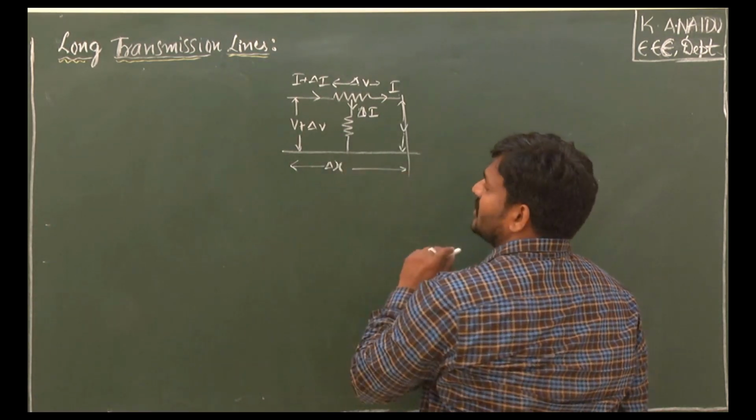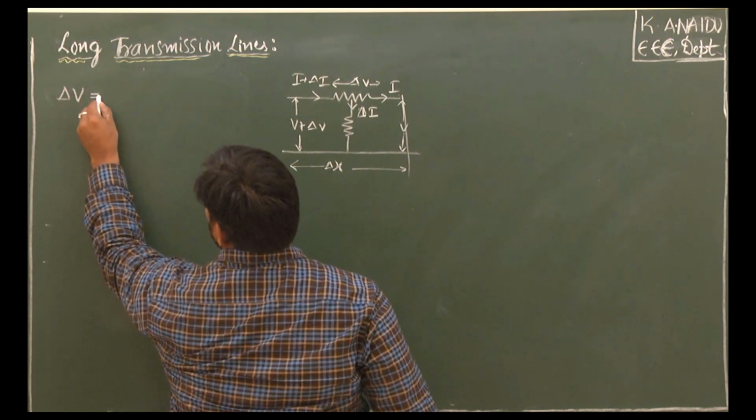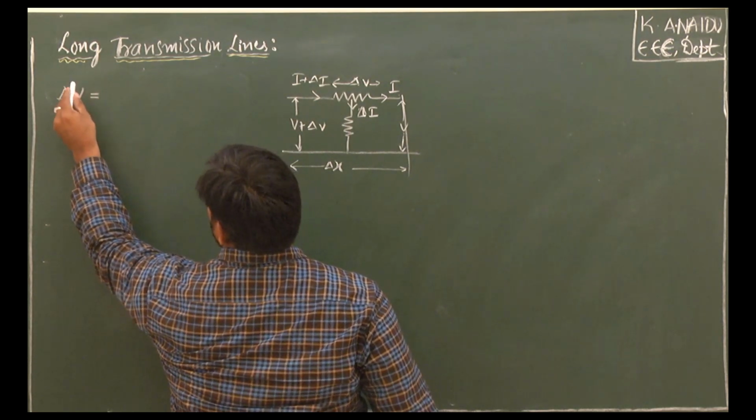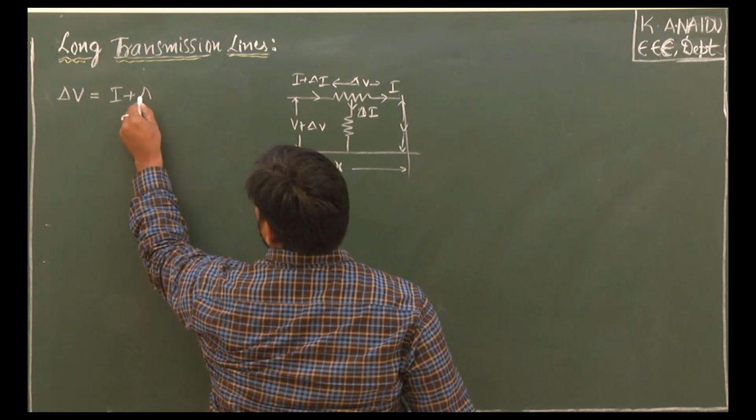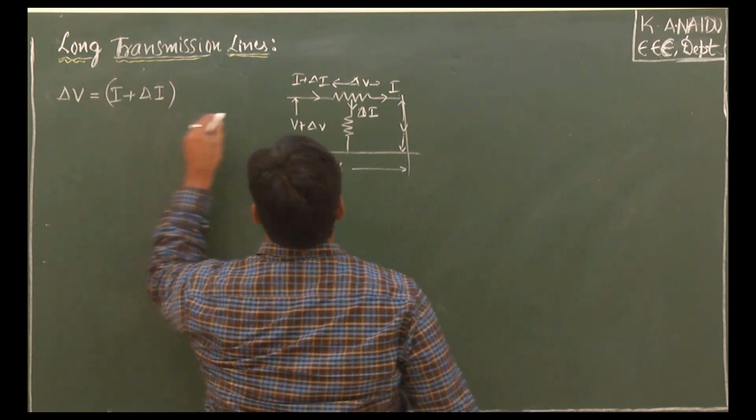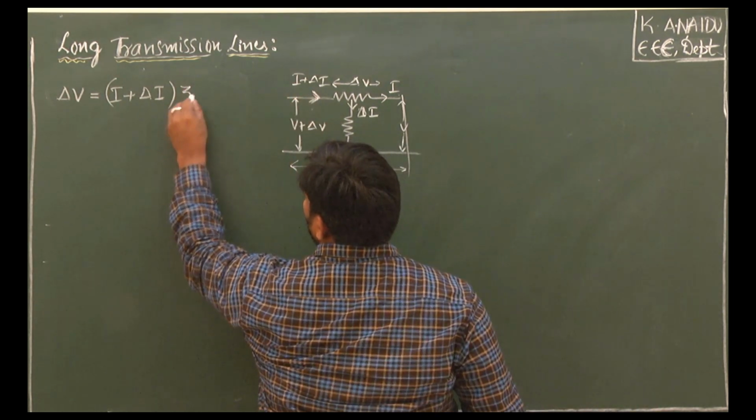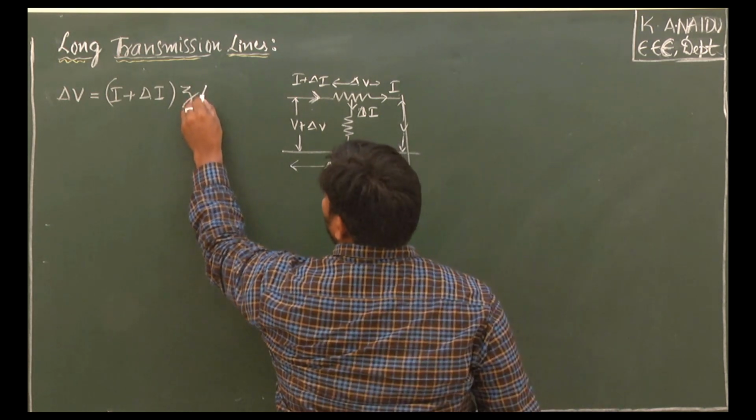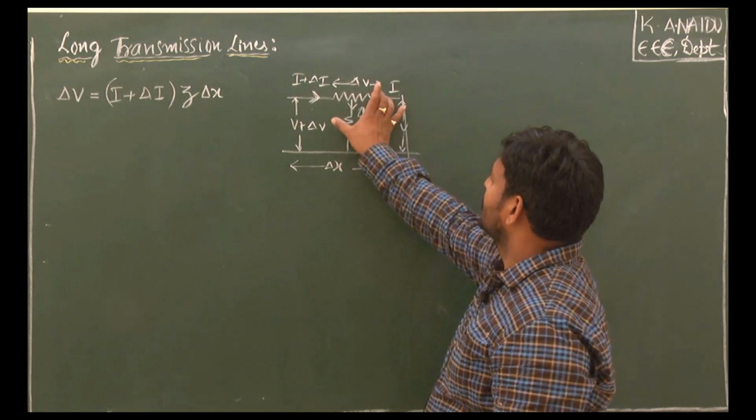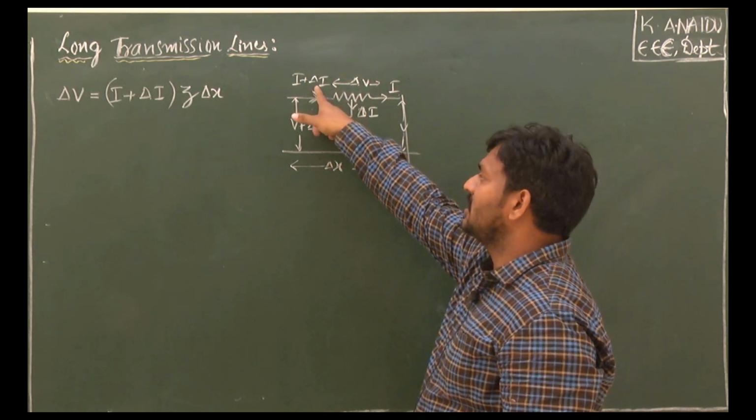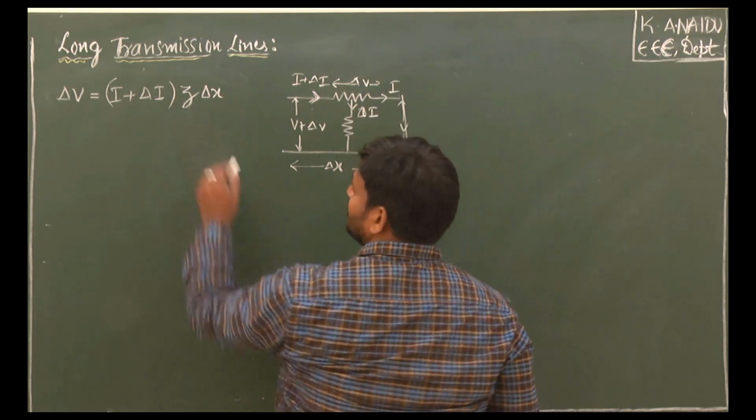So from this circuit, it is clear the voltage delta V can be written as I plus delta I, that is the current flowing at this point, into the series impedance of this element, that is Z, into the length of this element, that is delta x. So this voltage delta V can be written as the current that is flowing, I plus delta I, multiplied by Z multiplied by the distance delta x, because Z is impedance per unit length.